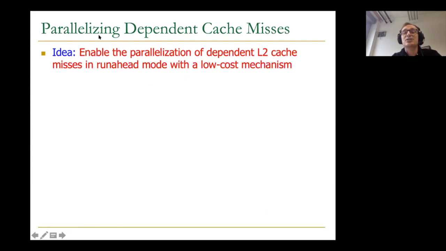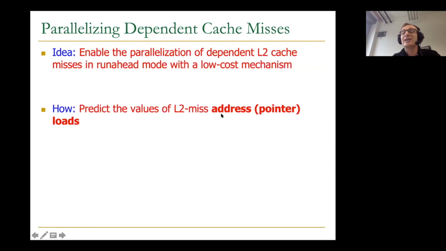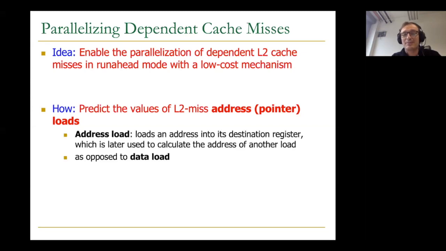Basically, the idea is to enable the parallelization of dependent L2 cache misses in run-ahead mode with a low-cost mechanism by predicting the values of L2 miss address loads, meaning pointer loads. So you get into the situation only when you're pointer chasing. So you identify which loads are pointer loads, and you predict their address, their values. That's the idea.